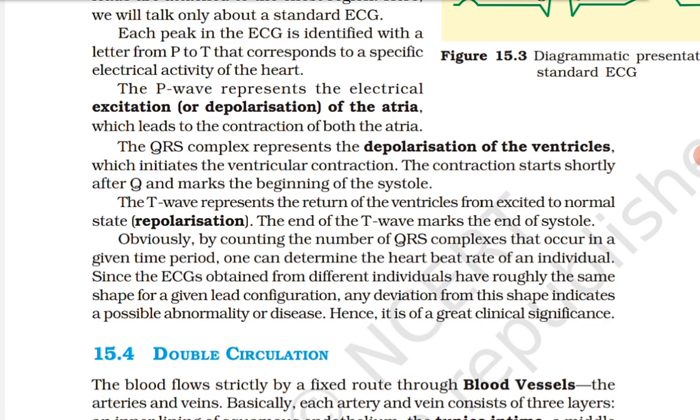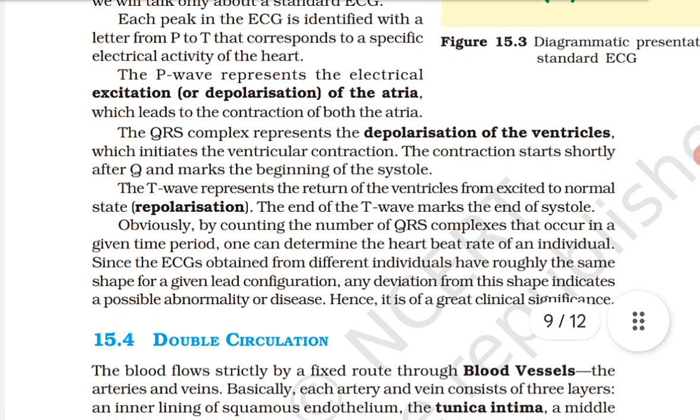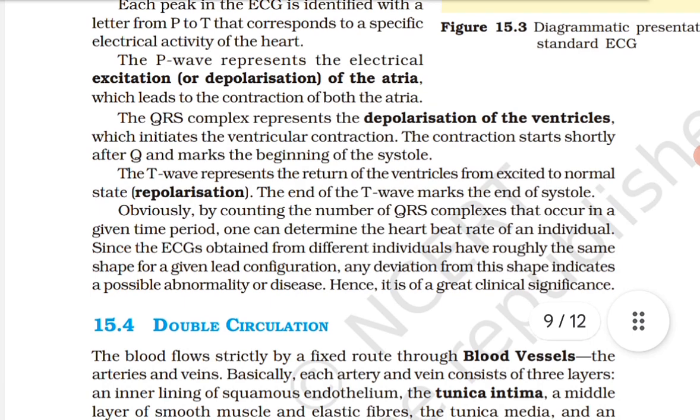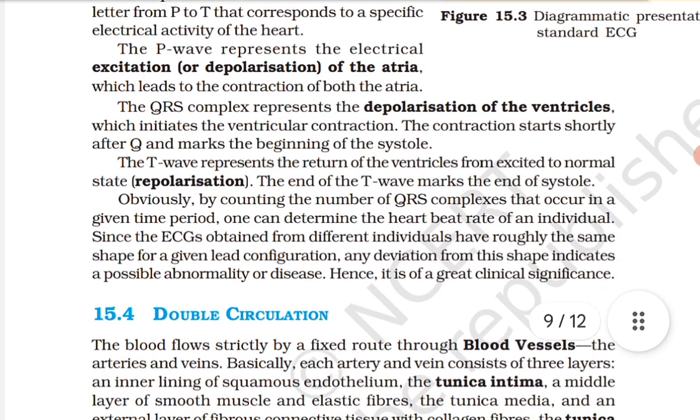To obtain a standard ECG, as shown in the figure, a patient is connected to the machine with 3 electrical leads, one to each wrist and one to the left ankle, that continuously monitor the heart activity. For a detailed evaluation of the heart's function, multiple leads are attached to the chest line. Here we will talk only about a standard ECG. Where are the 3 electrical leads connected? One to each wrist and one to the left ankle.